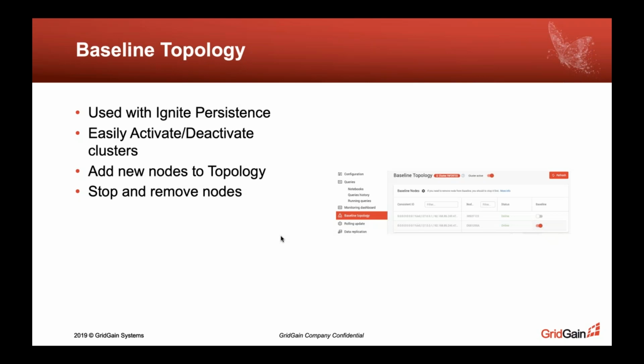And so typically you enable baseline topology at the configuration level. And then Web Console can help us track and manage that baseline topology. So we can activate and deactivate baseline topology-based clusters. We can add new nodes to the topology, and we can stop and remove nodes that are participating in a baseline topology.